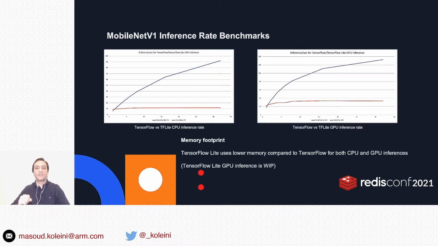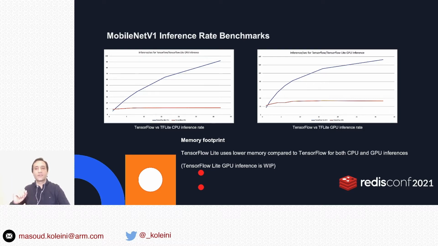Here is a result of inference rate benchmarking for MobileNet v1 on TensorFlow and TensorFlow Lite backends. The left chart is the CPU inference rate, and the right is the inference rate for the GPU acceleration. The orange line shows TensorFlow inference, and the blue line is for TensorFlow Lite. The x-axis is the tensor batch size. It is clear from the charts that TensorFlow Lite performs better when the batch size increases.